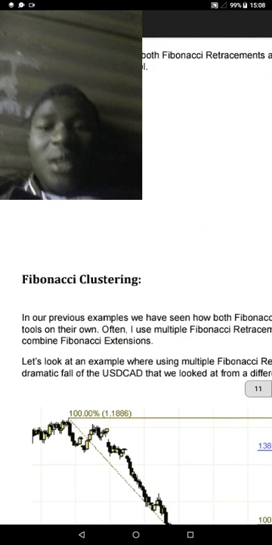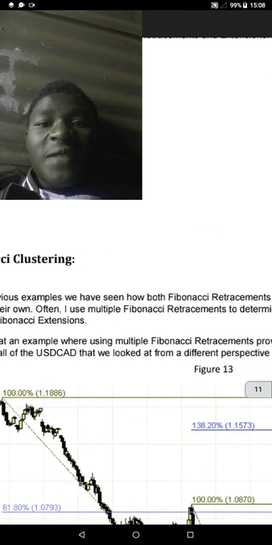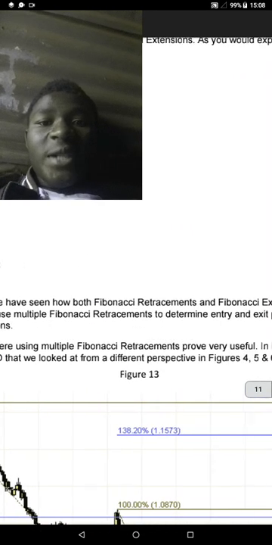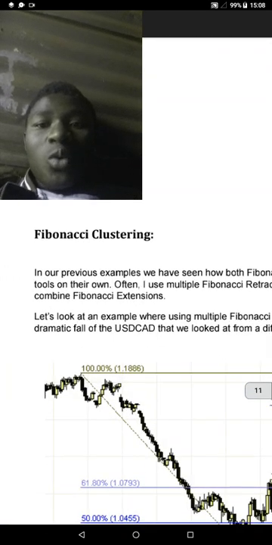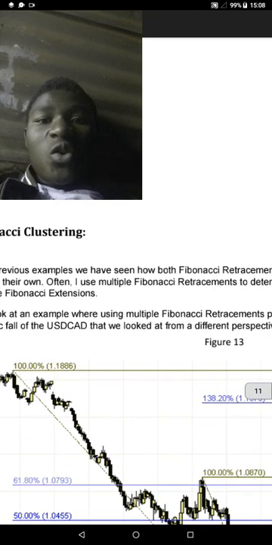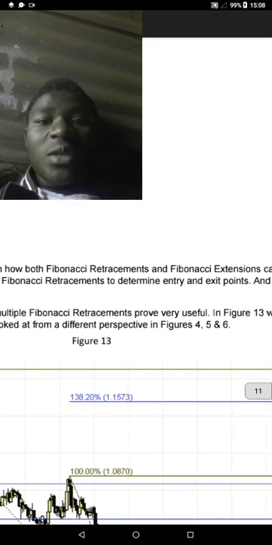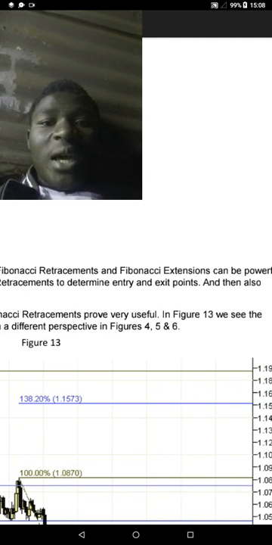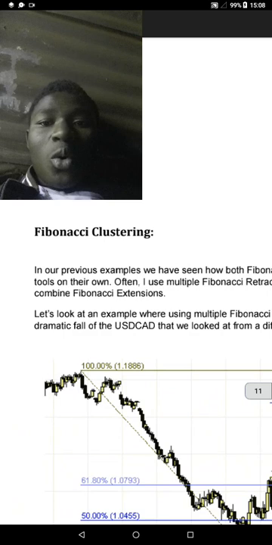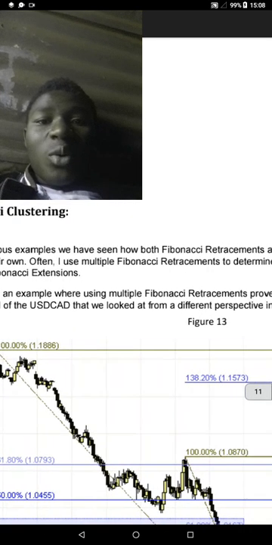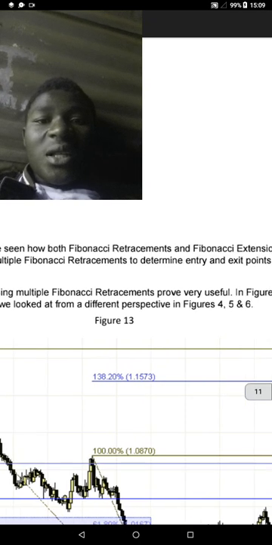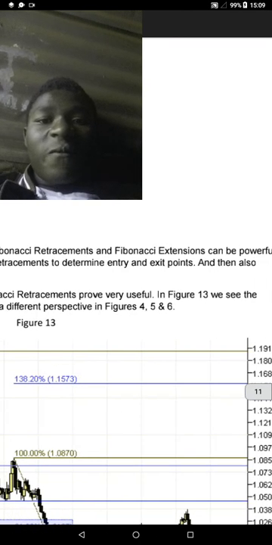Fibonacci clustering. In our previous examples, we have seen that both Fibonacci retracement and Fibonacci extension can be powerful tools on their own. Often, I use multiple Fibonacci retracements to determine entry and exit points, and then also contribute Fibonacci extensions. Let's look at an example where using Fibonacci retracement proves very useful.